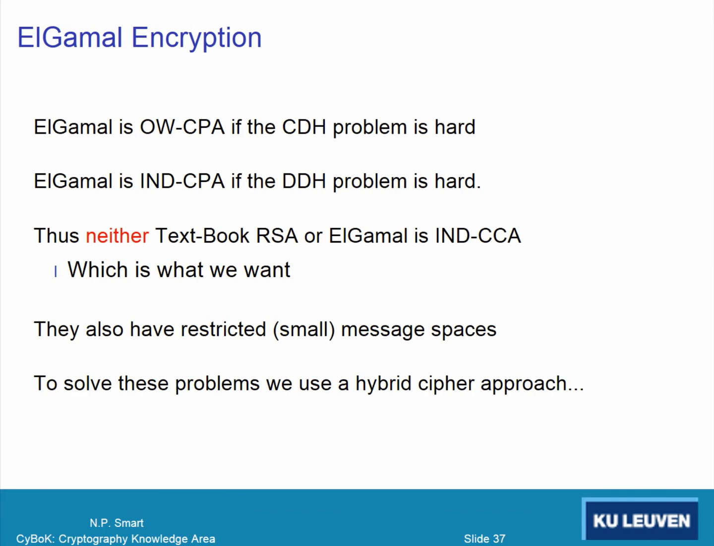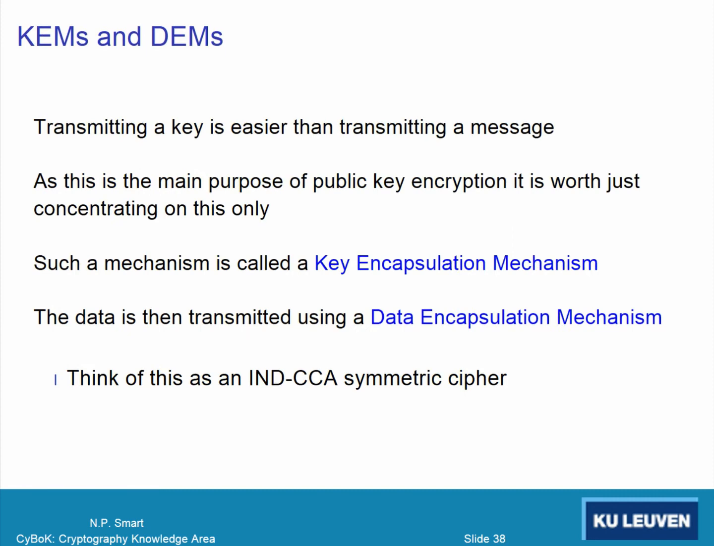and both are restricted to very, very small message spaces. So in practice we use a hybrid cipher approach. In the hybrid cipher approach, we divide the algorithm into what's called a KEM, a key encapsulation mechanism, and a data encapsulation mechanism. The key encapsulation mechanism is used to transport a key, and the data encapsulation mechanism is used to transport the message. For the DEM, we use a CCA-secure symmetric cipher, just like we saw earlier. Symmetric ciphers are very fast, so they allow us to encrypt very large messages, for example movies or web streaming traffic.